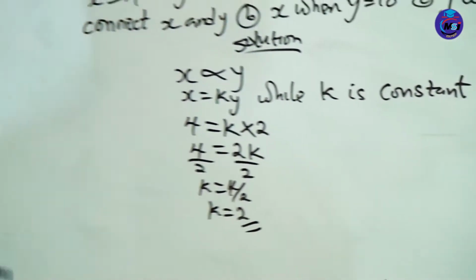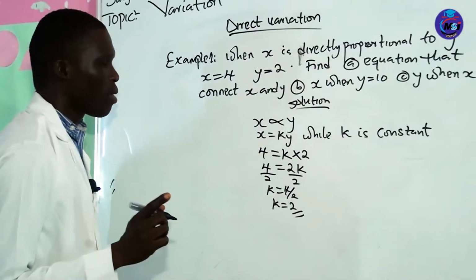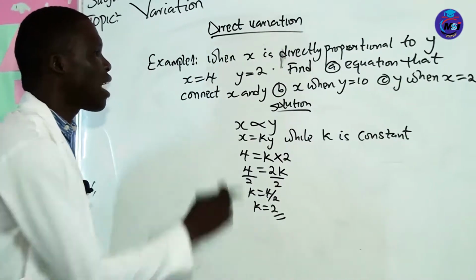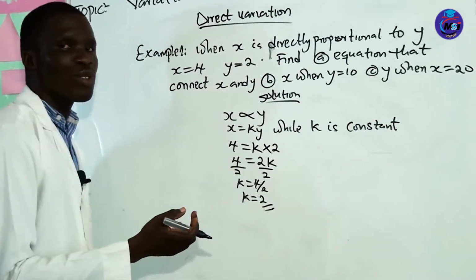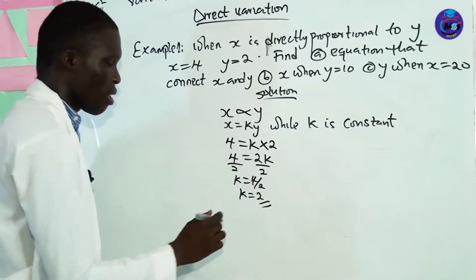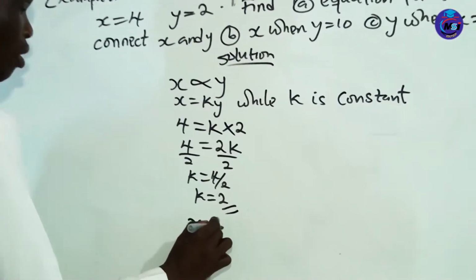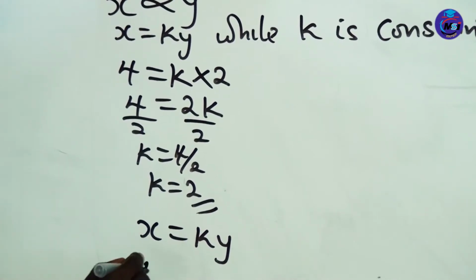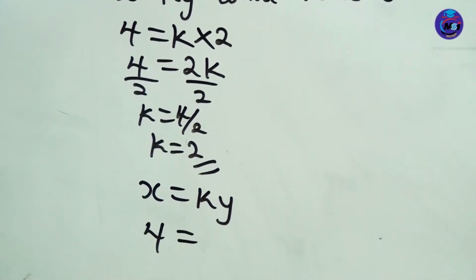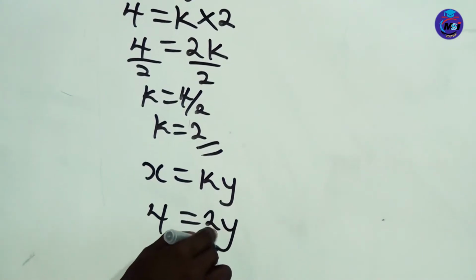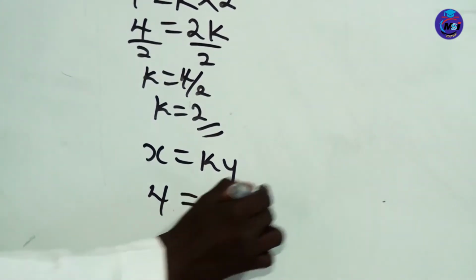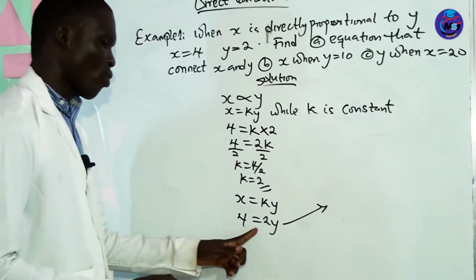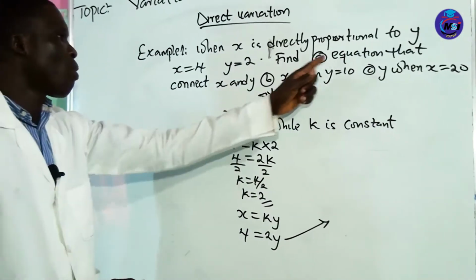Now you need to be very careful. The first question is find the equation that connects x and y. So what is the equation that connects x and y? X equals ky. X is 4 and k is 2, so 2y. So this is the equation that connects x and y. We solve number 1.